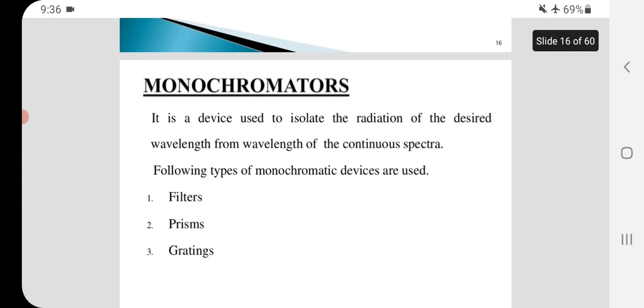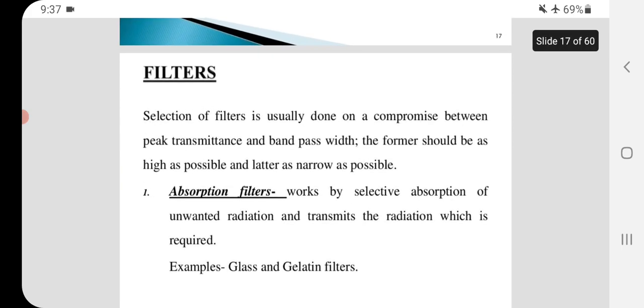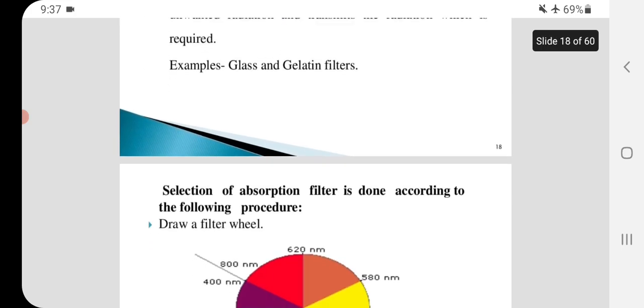First, monochromators. It is a device used to isolate the radiation of the desired wavelength from the wavelengths of the continuous spectra. Following types of monochromatic devices are used. First, filters. Second, prisms. Third, gratings. First, filters. Selection of filters is usually done on a compromise between the peak transmittance and band pass width. The former should be as high as possible and the latter as narrow as possible. Absorption filters work by selective absorption of unwanted radiation and transmittance of the radiation which is required. Example, glass and gelatin filters.